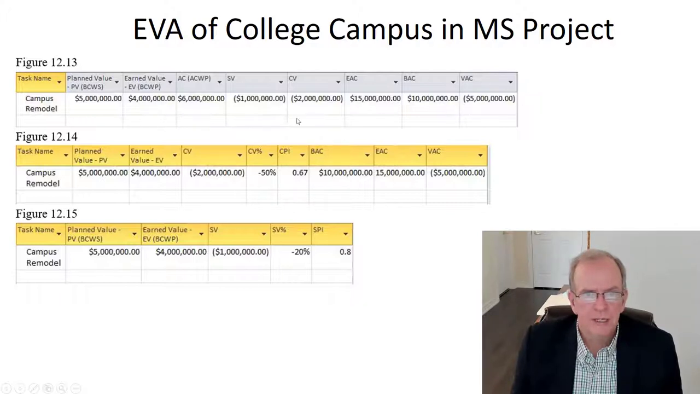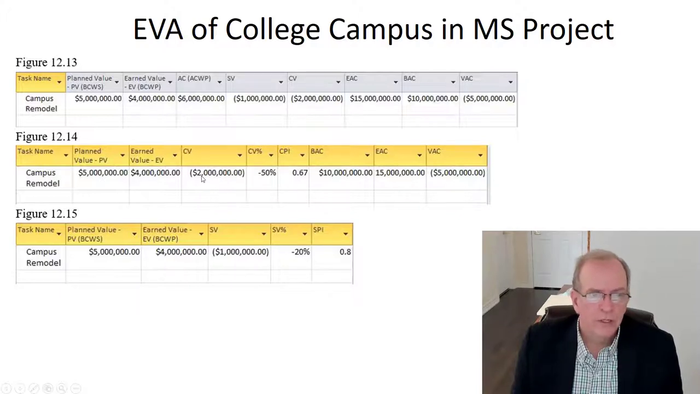So this is all the data that we were going through earlier. So we have a planned value of 5 million, an earned value of 4 million. We have a cost variance of 2 million as of that particular status date.